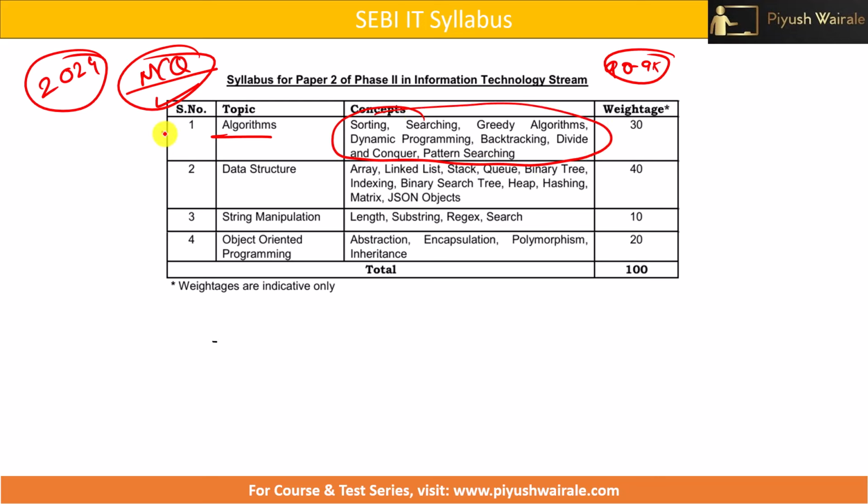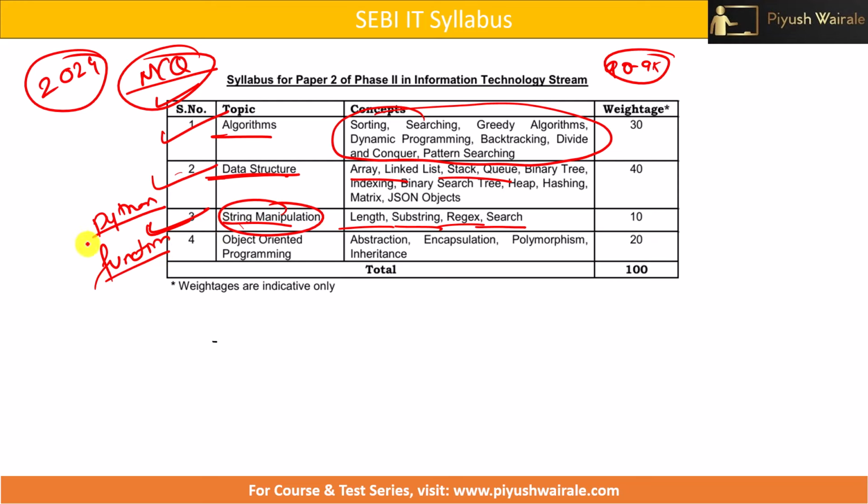Okay, you have to cover this in phase one. In the data structure part, you can see array, linked list, stack, queue, binary tree. You have to prepare these topics in phase one only. And we have string manipulation: length, substring, integrate search, right? So just focus on Python string manipulation functions. We have many functions in Python for string manipulation, so you have to focus on all those things.